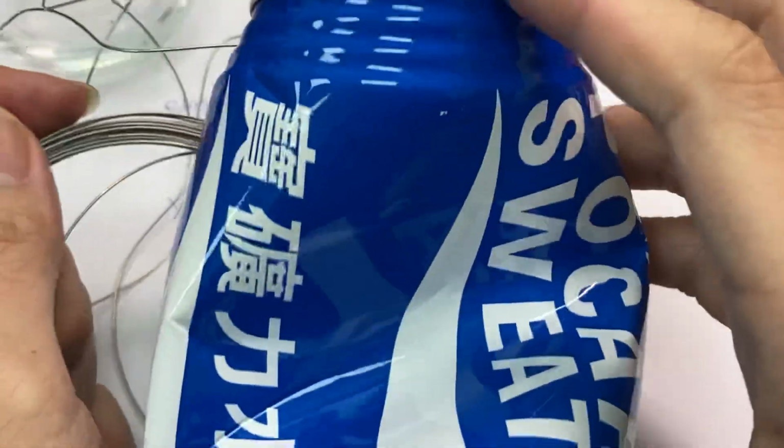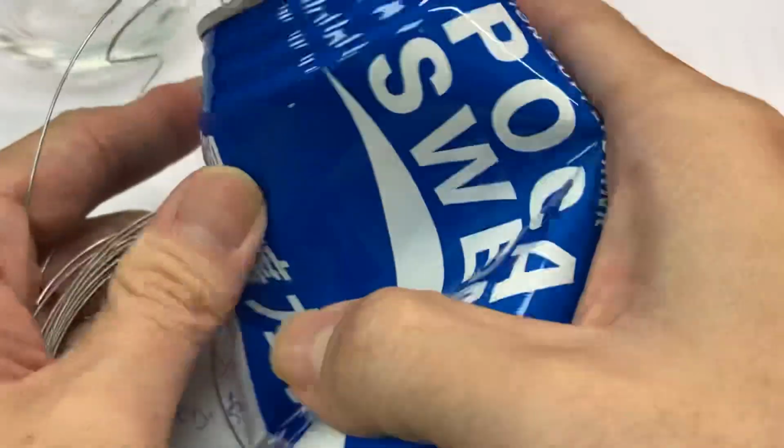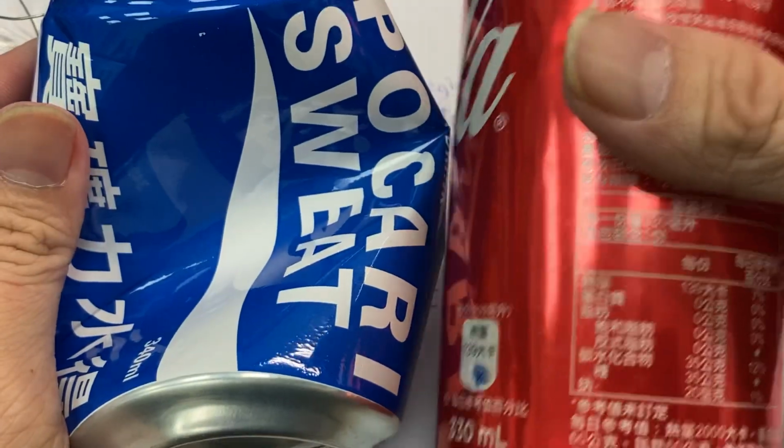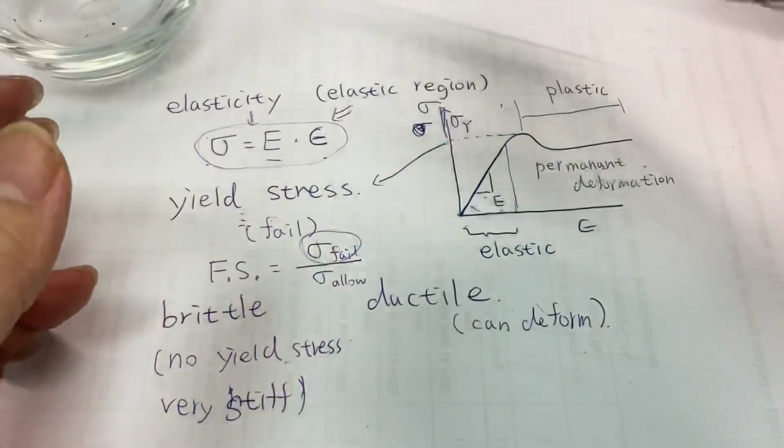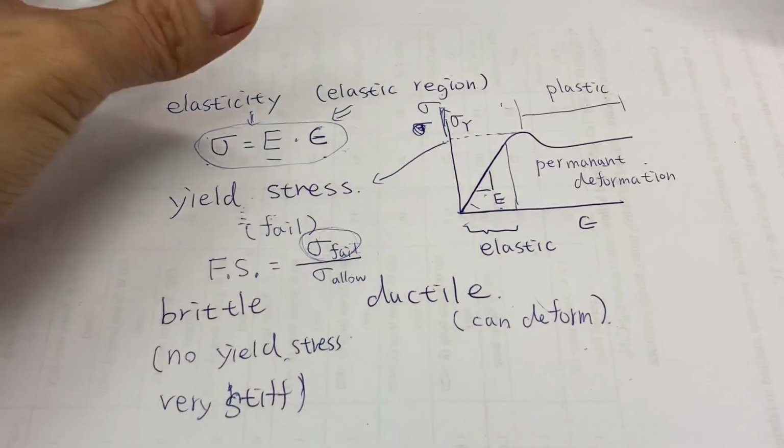Okay, you can deform. You can make a deformation. On the contrary, for brittle materials like ceramic or glass, you apply a force, yes, keep pushing it, yeah, there is no deformation on glass. You cannot observe any deformation. So this is not a ductile material.